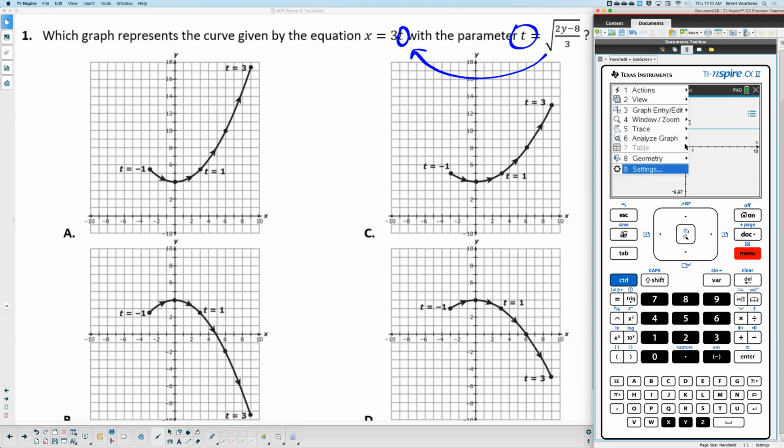So what's the other way? Choosing relation. The equation is x equals 3t. I'm going to type in x equals 3 under relation. But instead of pressing t, what are we going to put in place of t? Yeah, do square root, fraction, 2y minus 8 divided by 3. Press enter.